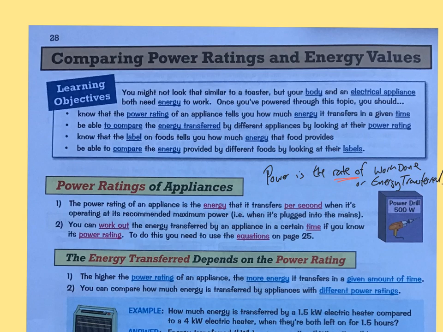And that's where the equation comes from. Power is the amount of energy transferred divided by how long you do it for, and that's where you get the power is energy divided by time, or if you rearrange that, energy is power multiplied by time, and that's the link there.